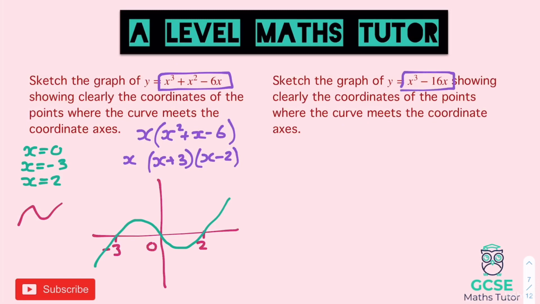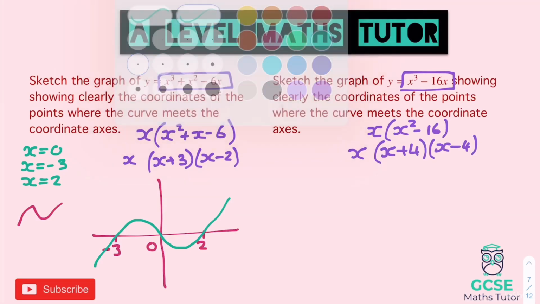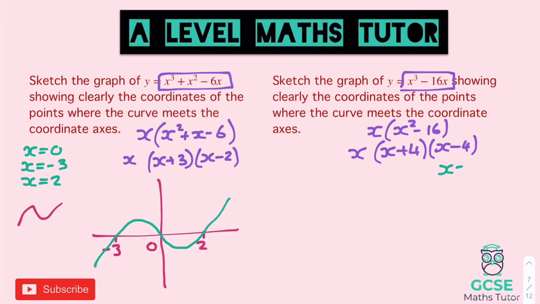On to the next one, we've got x cubed minus 16x. So again, if I factorise that, take the x out to start with, we have x brackets x squared minus 16. And there we go, got our difference of 2 squares there. So the x squared minus 16 is x plus 4 and x minus 4. You can do that in either order, obviously. And then we've got our 3 solutions there. So again, we have x equals 0, x equals -4 for the one in the middle, and x equals +4 for that last bracket there.